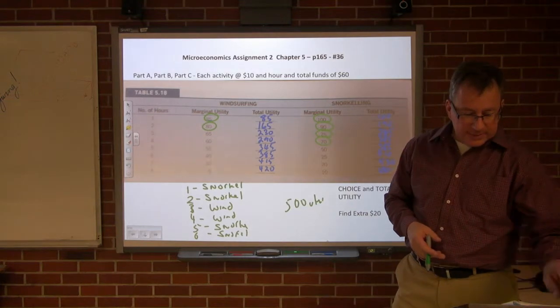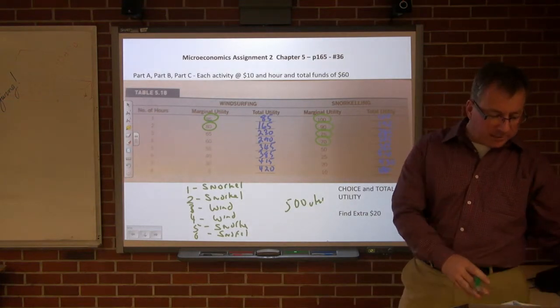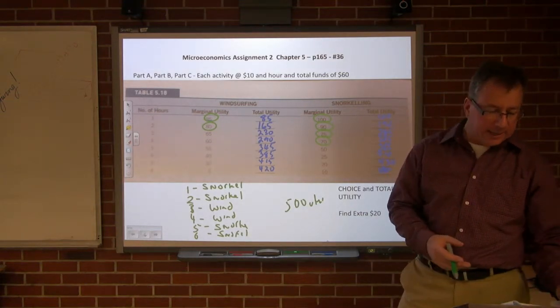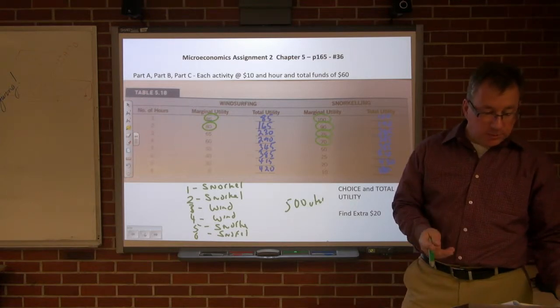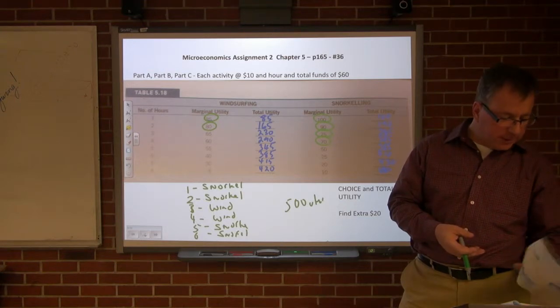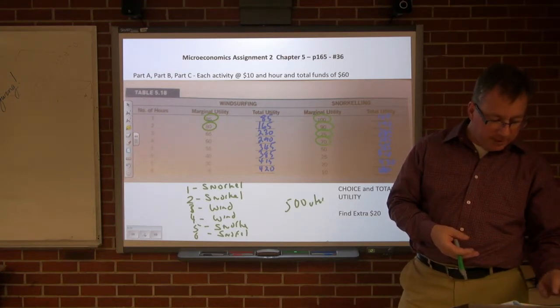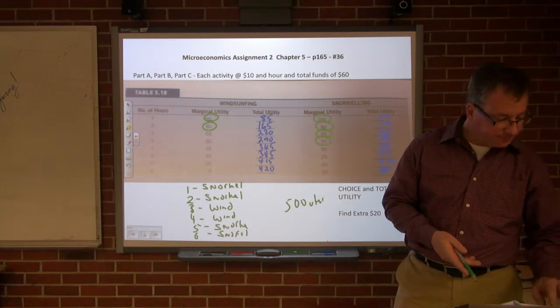Then it goes on to say, oh, well, we found 20 extra dollars in our pocket. How do we allocate that extra $20? Well, in this case, what we need to be able to do is just continue on. We found that extra $20. Let's go and take a look at what we can do with that $20.